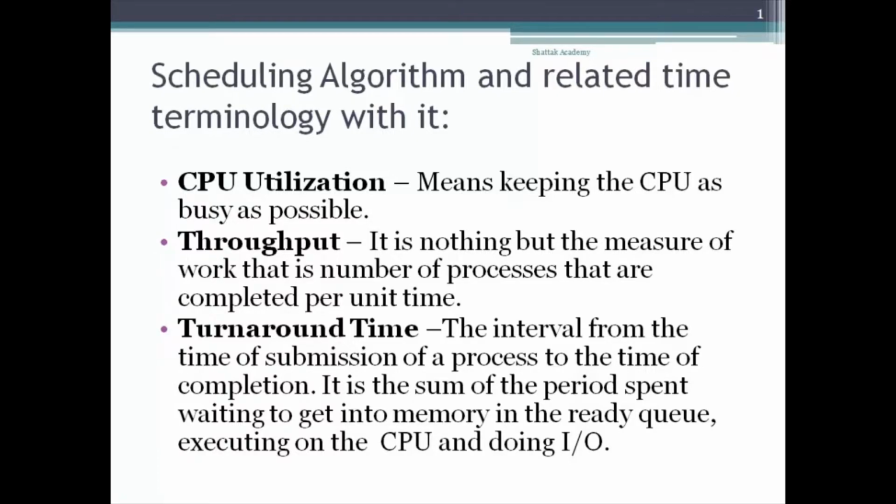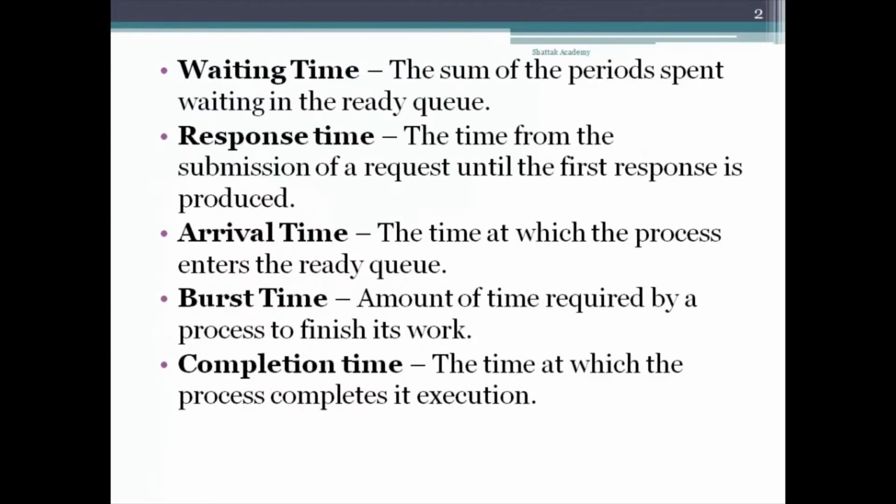Now what is turnaround time? Turnaround time is the interval from the time of submission of a process to the time of completion. That means the duration taken by the process to complete its whole task, including the CPU time as well as the IO time. Now, what is waiting time? The sum of the periods spent waiting in the ready queue. That means the amount of time a process has been waiting in the ready queue to execute its work.